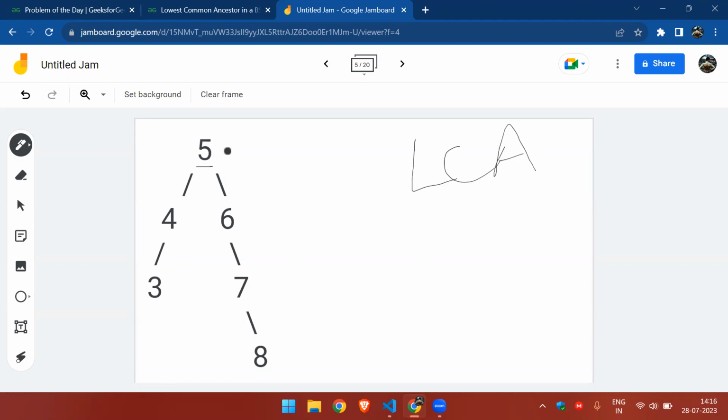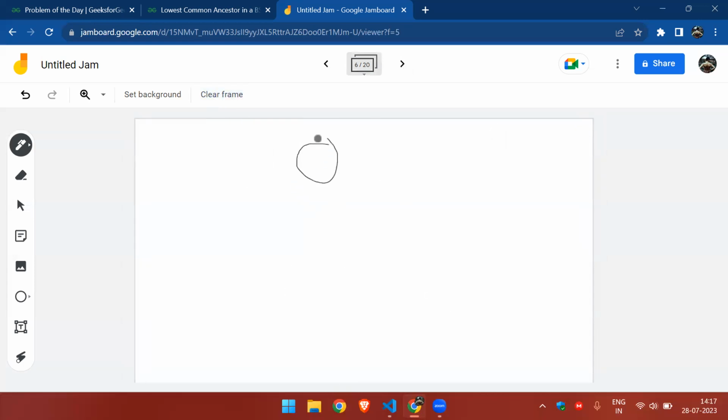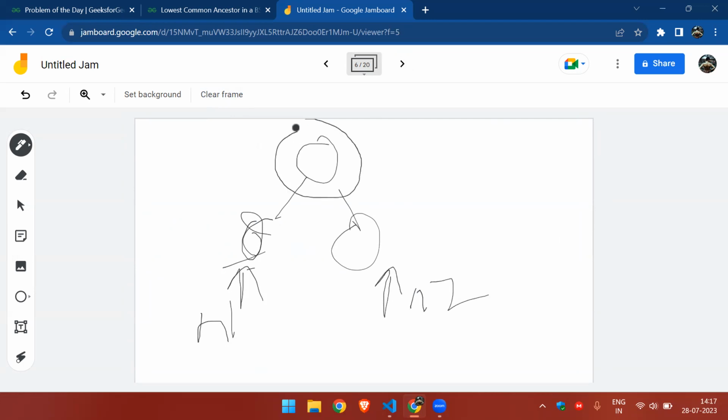Initially we are standing at the root, which is 5, and we check if we can go any deeper in this tree, since we have to find the lowest common ancestor. So we have to go until we get a tree like this. Let's say this was n1 and this was n2, and in that case this root element was our lowest common ancestor, since it has the children n1 and n2, right?